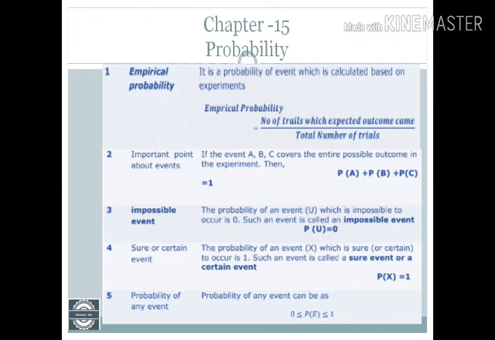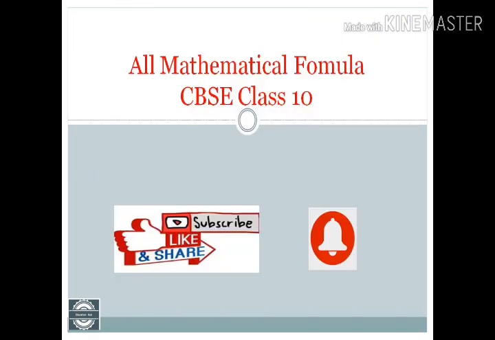An important point about events is that P(A) plus P(B) plus P(C) always gives us 1. For impossible events, P(E) equals 0. That means the probability is 0. If it is a sure or certain event, then the probability is always 1. You know the probability should be between 0 and 1. So here we have P(E) equal to 1. And the probability of any event must be between 0 and 1.